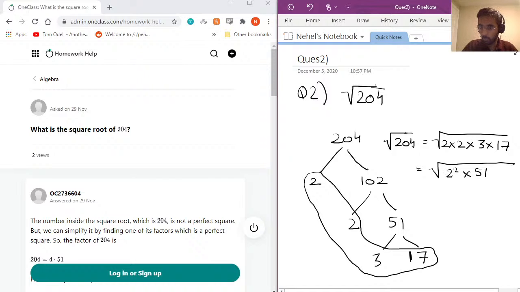Since we have the square of 2 inside the square root, and we know that the square root of a squared is nothing but a, we can say that the 2 can come out of the square root and we would be left with the square root of 51. Now this is the solution in the radical form. What I mean by that is this square root can no longer be further solved through prime factorization. So if we wanted to compute this, we'll have to use the calculator.